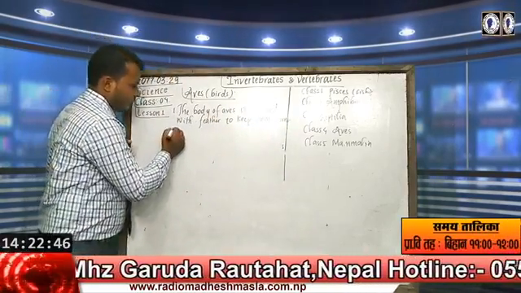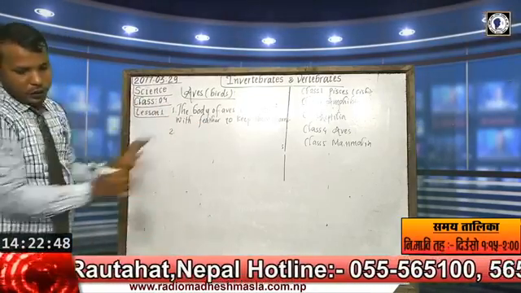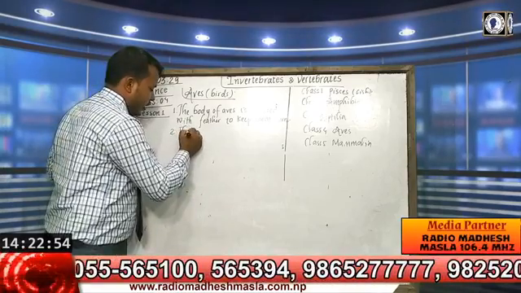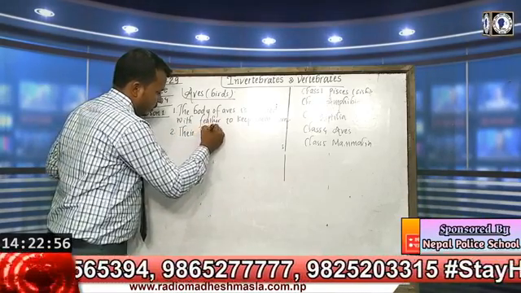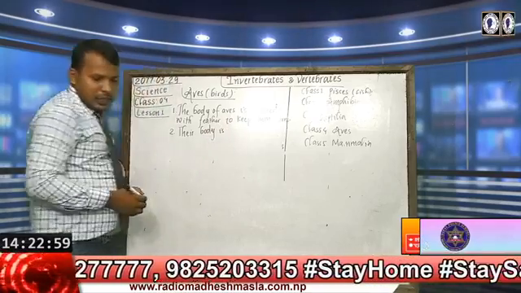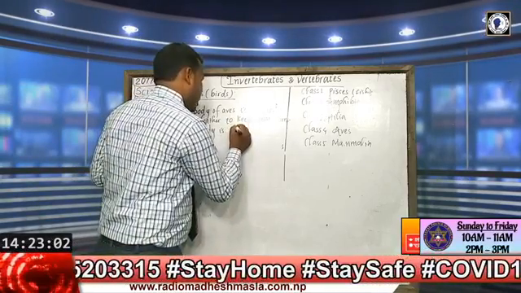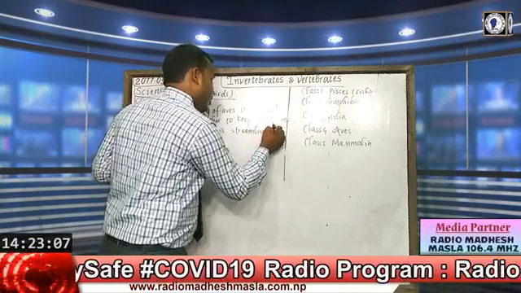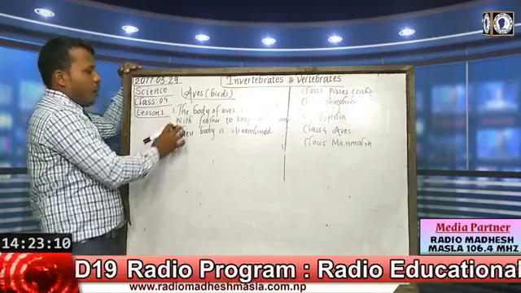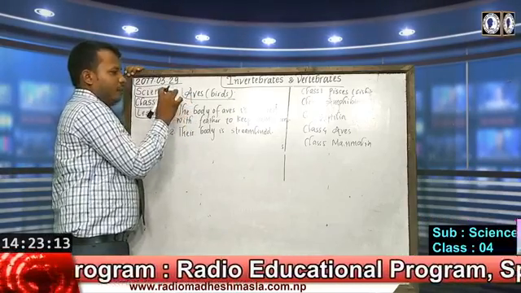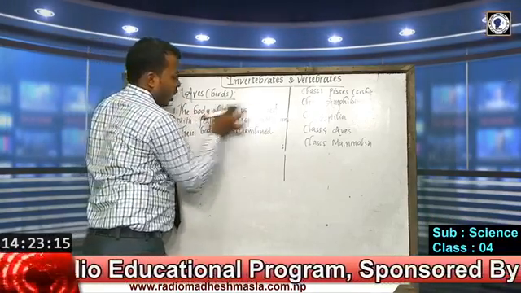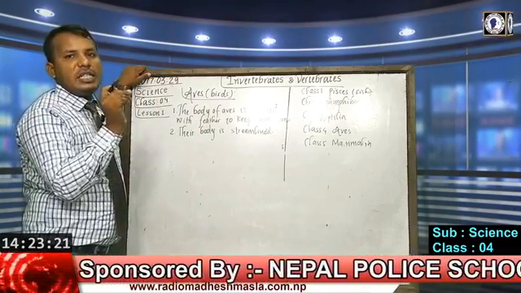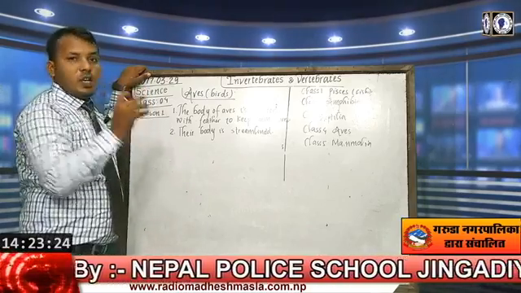Number 2, their body is streamlined. It means a boat-shaped body. These are all the characteristics of Aves. Number 1, the body of Aves is covered with feathers to keep them warm. Number 2, their body is streamlined, which means their body is boat-shaped.